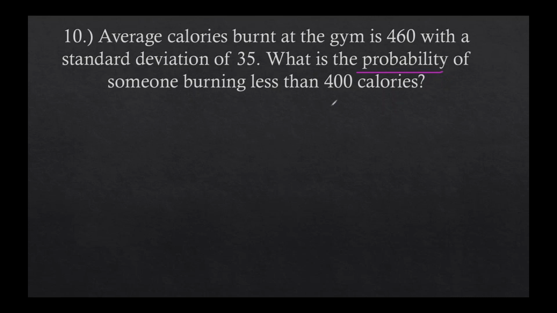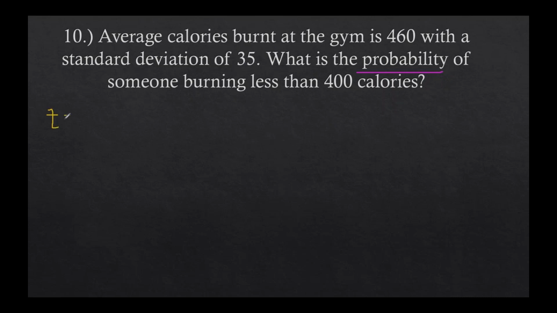Okay, we're gonna start chatting. So when you read this problem and you say, what is the probability? That should spark that, if it works nicely, you could use the empirical rule. But 400 from 460 is 60, and that's not divisible by 35. So I know right away I'm not on one of the standard deviations. It doesn't work. If that doesn't make sense, that's okay.